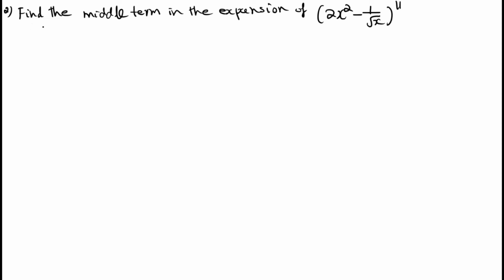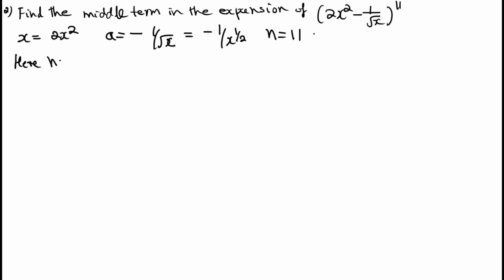See the next problem. Find the middle term in the expansion of (2x square minus 1 by root x) to the power 11. Okay, first write the given data. The x value is equal to 2x square, the a value is equal to minus 1 by root x, or it is equal to minus 1 by x to the power 1 by 2. In the next step, the index n is equal to 11. Here the n value 11 is an odd number.